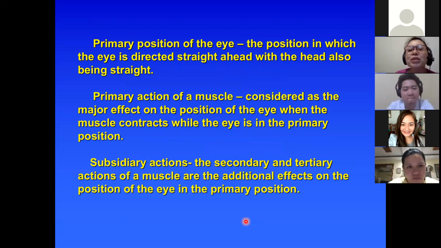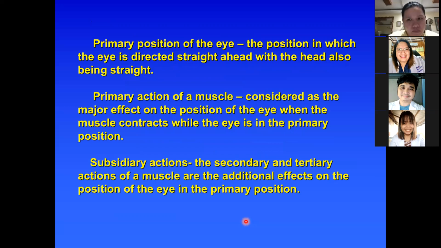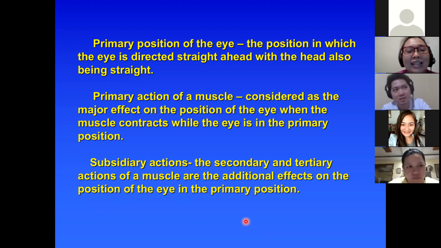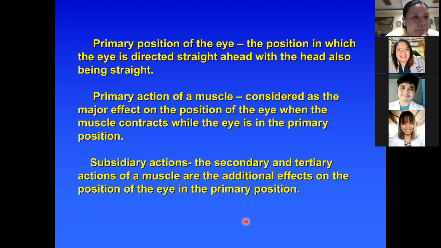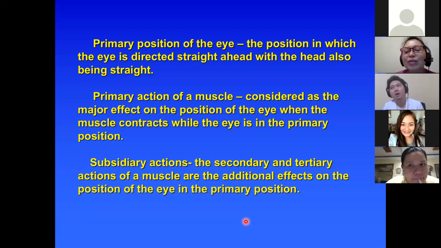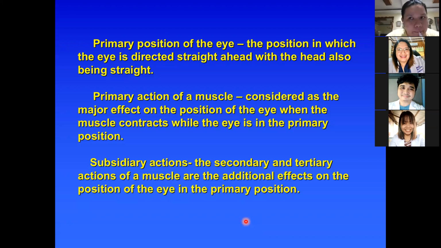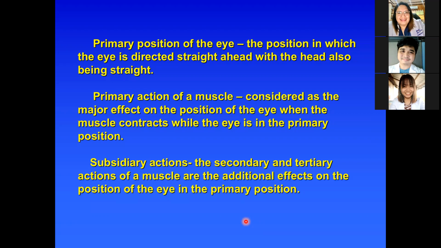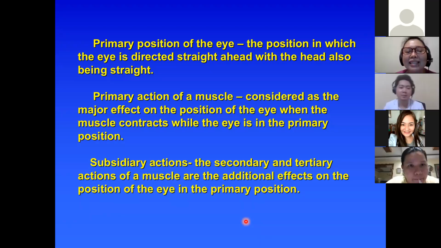So the primary position of the eye is the position in which your eye is directed straight ahead, with the head also being straight. The primary action of the muscle is the major effect on the position of the eye when the muscle contracts while the eye is in primary position. For example, primary position, nakatingin ka diretso. Tapos you abduct the eye. Abduct meaning out. Abduct to the left, abduct to the right.